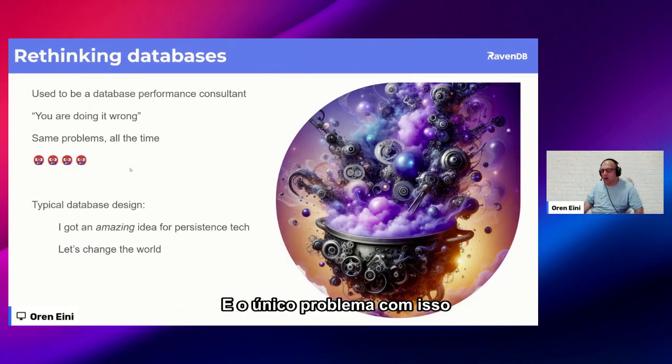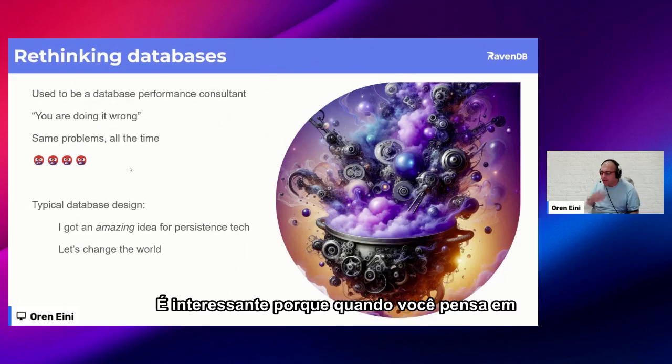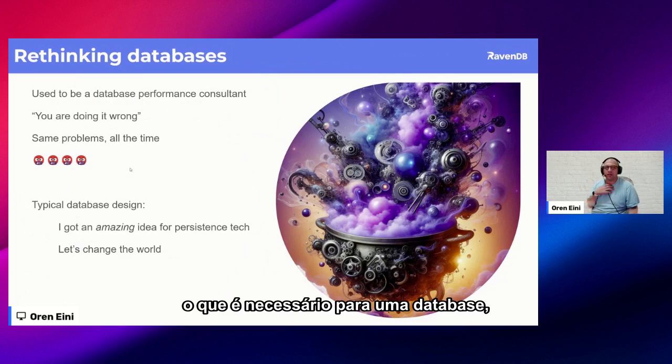And the only problem with that is that you take all of the complexity and throw it into a pot. And the only thing that you get out of that is more complexity. It's interesting because when you think about what is required from a database, usually it's: make it go fast across everything else. Make it go fast.